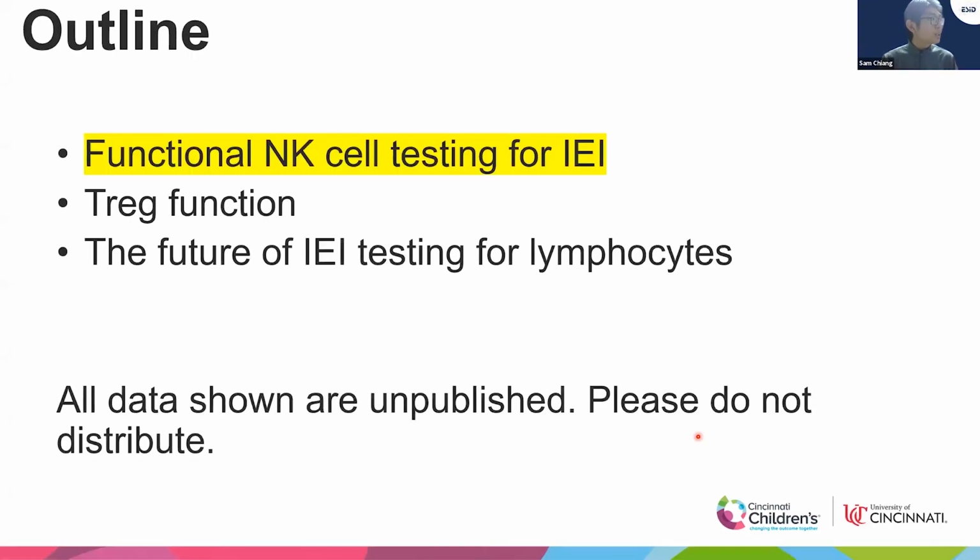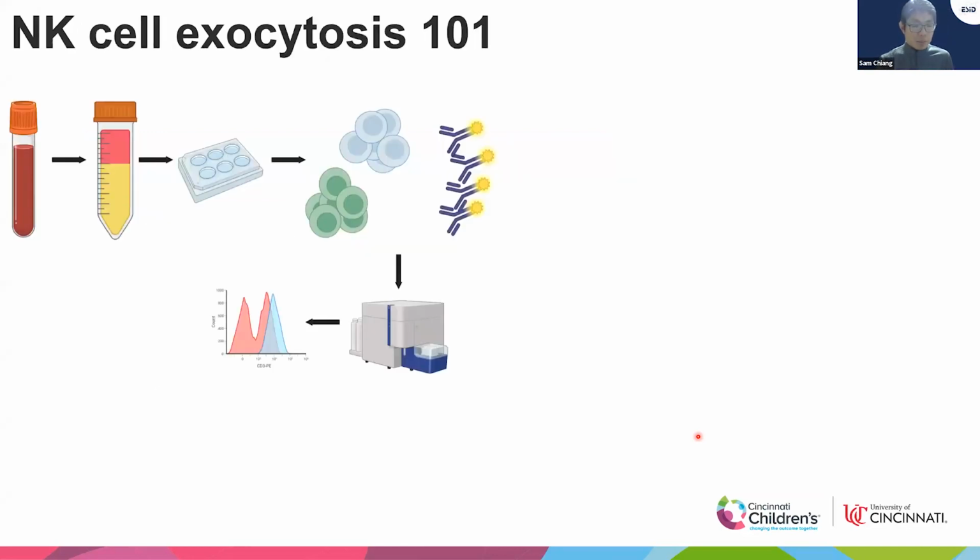I'm going to try to do 3 things today. Number 1, talk about functional NK cell testing, and this is the degranulation test. This is not the chromium release NK killing. This is the CD107A test. Number 2, a little bit on Treg function, where we try to come up with an easy, simple test for CTLA4 and LRBA. And finally, I have 1 slide where I look into my crystal ball to see where we are all headed in this field. All right, let's get started.